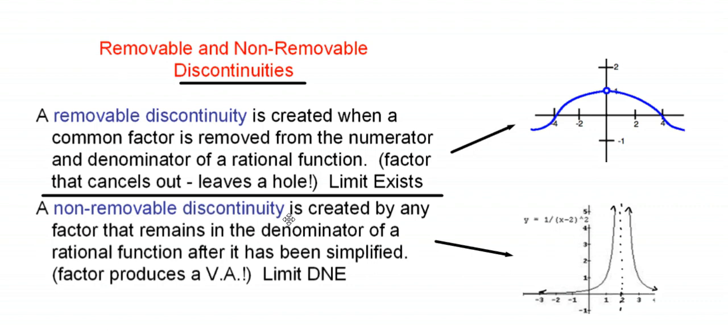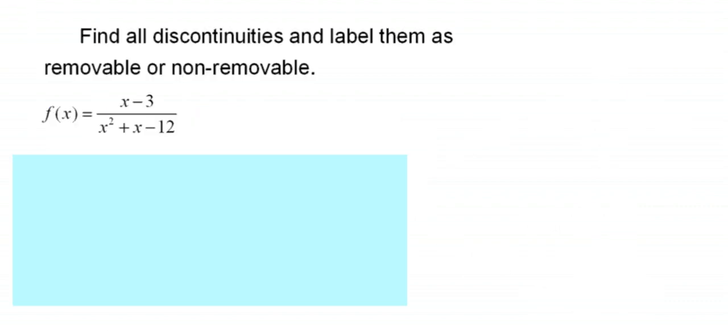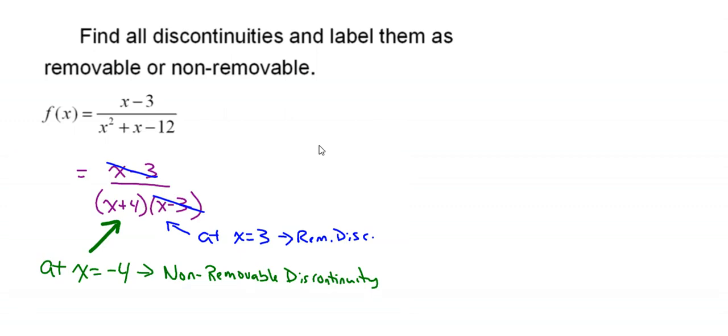I think that's kind of a common sense way to look at it, to understand removable and non-removable. So this says find all discontinuities and label them as removable or non-removable. So what are we going to do? We're going to factor, and when we factor, we see that the x minus 3's cancel out. So at x equals 3, we would say we have a removable discontinuity. And at x equals negative 4, we have a non-removable discontinuity.